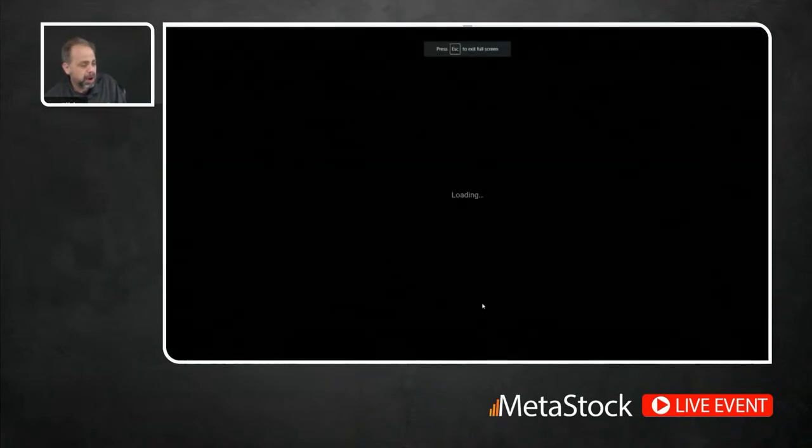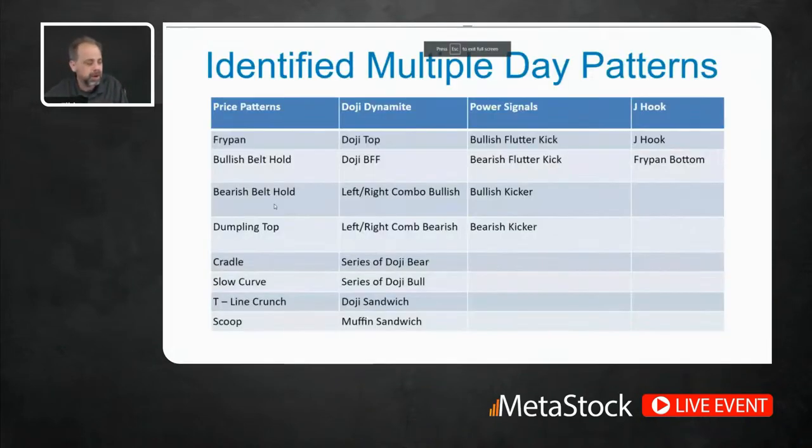As part of the program, this is a picture of the box that we created. These are the multiple patterns that Steve uses that we're going to identify. So you've got your fright pen, your bullish bolt hold, your slow line, your T-line crunch, the doji at the top, the doji best friend, left-right bullish. All of those will be identified for you.